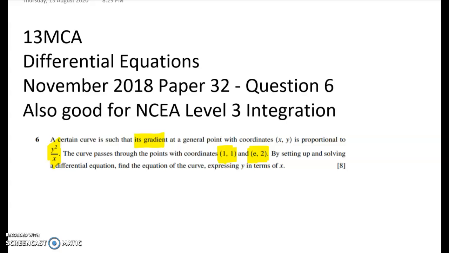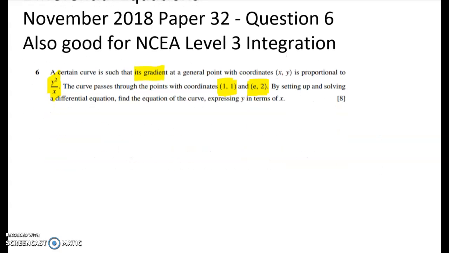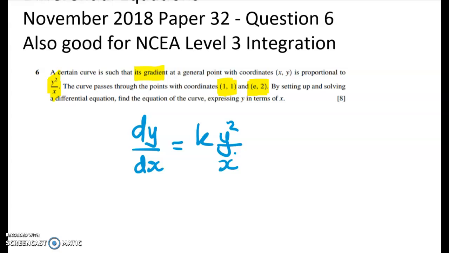So it's very obvious what we need to do. So let's start by forming the equation. And if you're not confident with this, there's a really nice exercise somewhere in Delta on this. But this means that dy by dx is proportional to y squared over x. So it equals k times y squared over x.